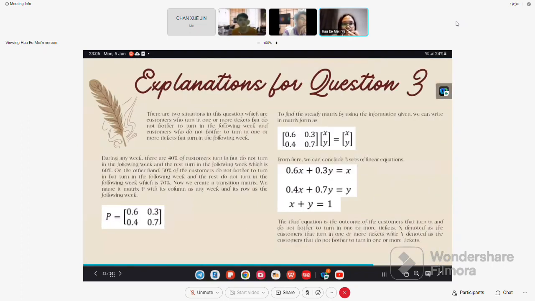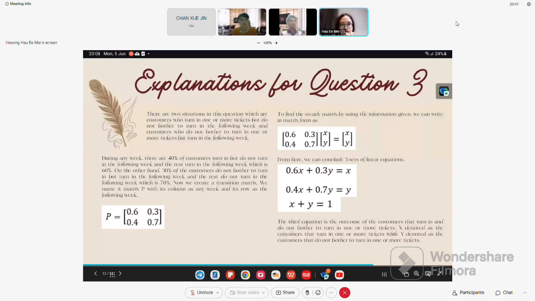So there are two situations in this question: customers who turn in one or more tickets but do not bother to turn in the following week, and customers who do not bother to turn in tickets but turn in the following week. So during any week, 40% of the customers turn in but do not turn in the following week, and the rest turn in the following week, which is 60%. And on the other hand, 30% of the customers do not bother to turn in but turn in the following week, and the rest do not turn in the following week, which is 70%.